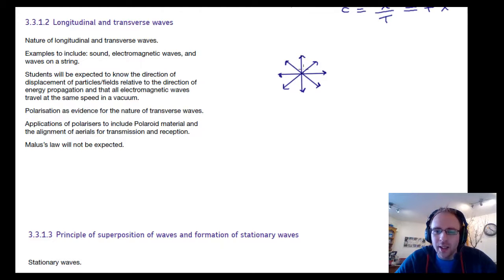What we can do is put these through a polarizing filter. So let's go with a different colour, and we'll put it like this. Then only this one here gets through. That's almost true.